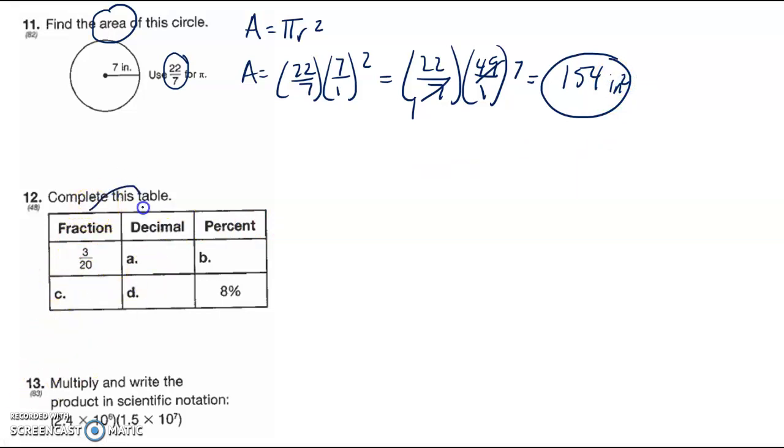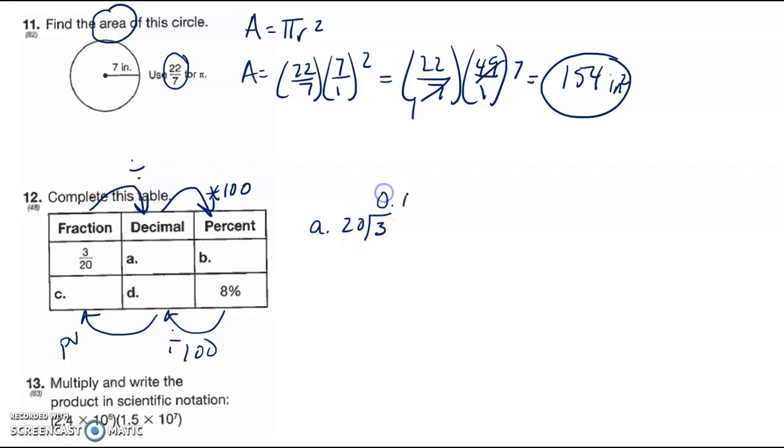So fraction to decimal, we divide. Decimal to percent, we multiply by 100. Percent to decimal, we divide by 100. And then decimal to fraction is place value. So let's do A. We've got 20 goes into 3. And I get 0.15 here. B is going to be 0.15 times 100, which is 15%.